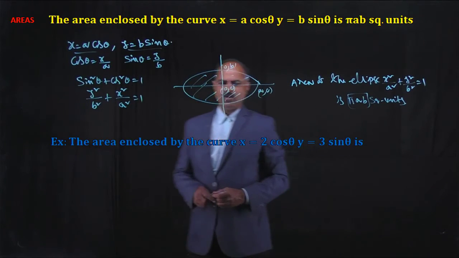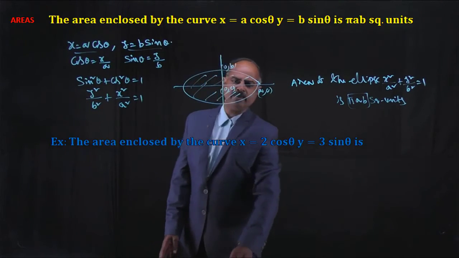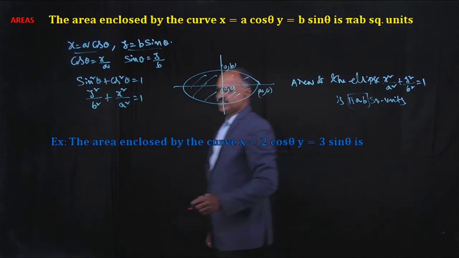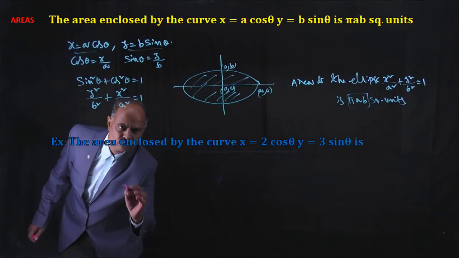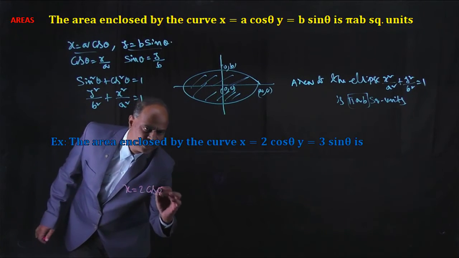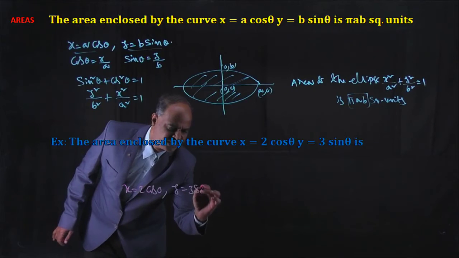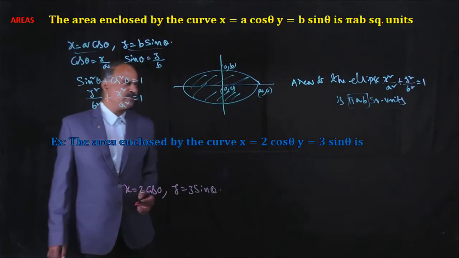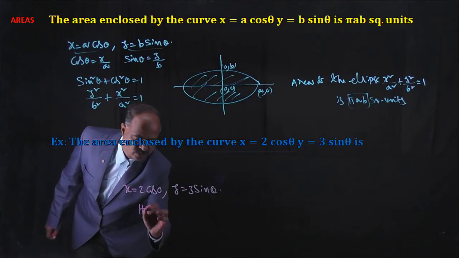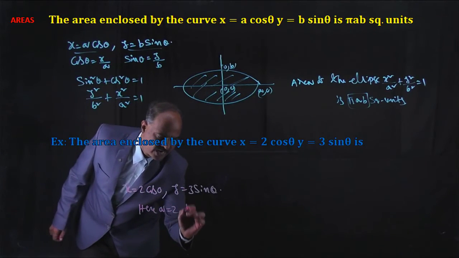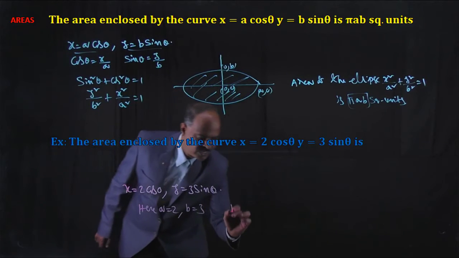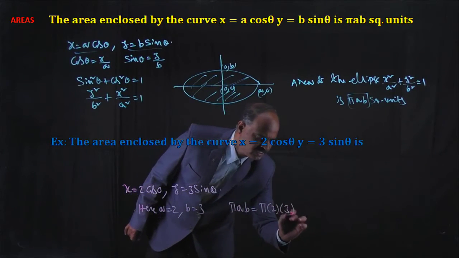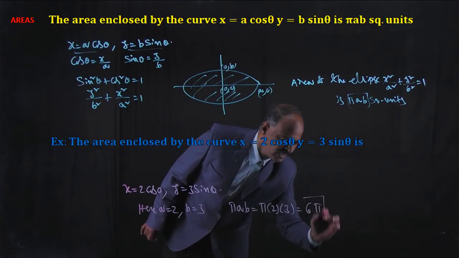Suppose, for example, the area enclosed by the curve x equal to 2 cos theta, y equal to 3 sin theta. So here the formula is pi a b. Here a is equal to 2 and b is equal to 3. So that is pi into 2 into 3, which is equal to 6 pi square units.